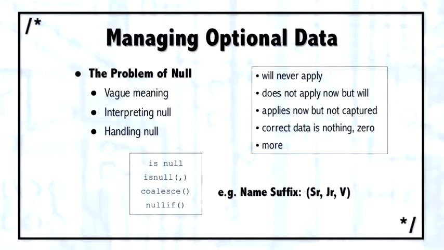Another problem of just dealing with null, besides the fact that the meaning is vague, is that it takes special work to code around null. For example, the IS NULL when you're testing for it in a where clause, the ISNULL function when you're retrieving a null and you want to replace the null with something else, the COALESCE, which is another way of handling nulls in a function, and a NULLIF, which will take a specific value and replace that with a null.